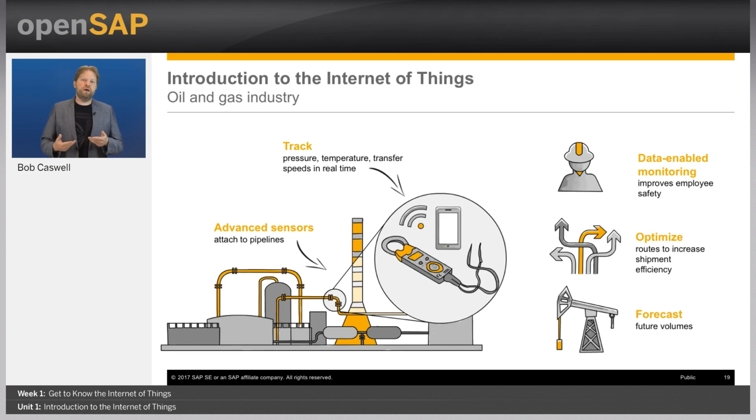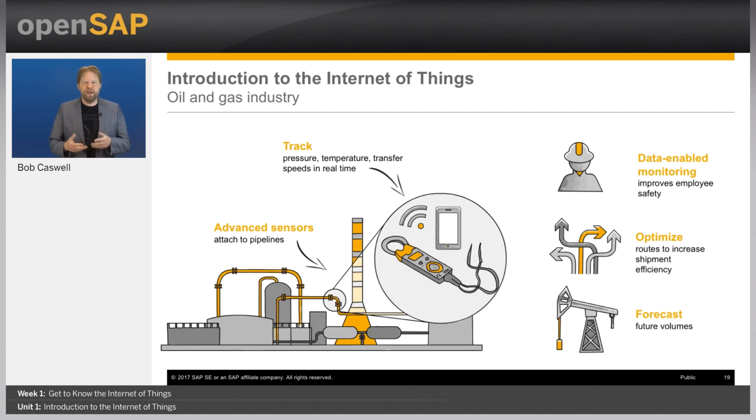So let's start with some industrial scenarios. There's so many ways that IoT is literally already improving the lives of workers in the oil and gas industry. When sensors are attached to pipelines that can track in real time things like pressure, temperature, and transfer speeds, what this can mean is any sort of problem, a pipe bursting, for example, that can be detected before disastrous consequences can happen.